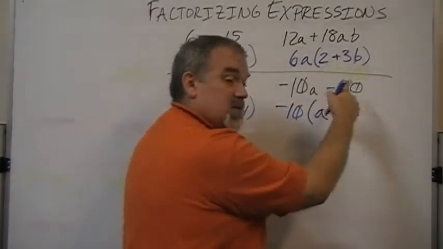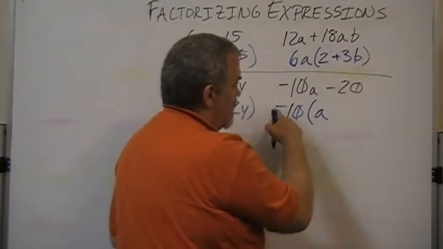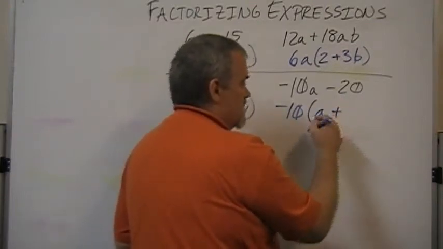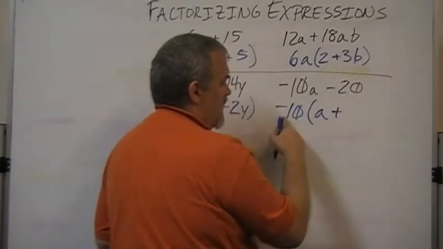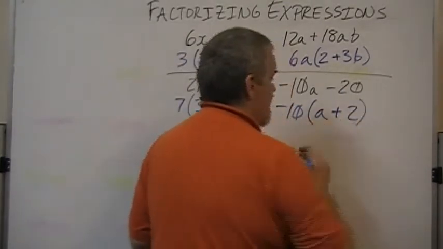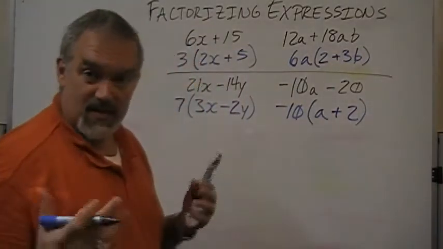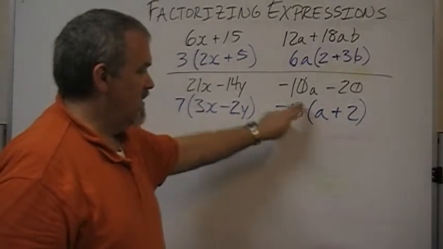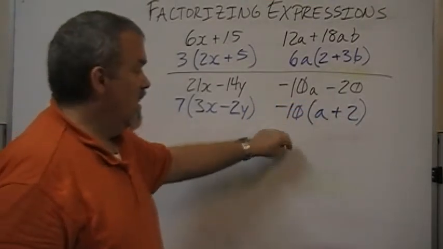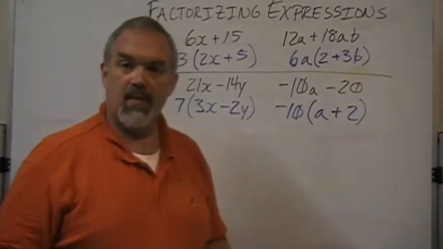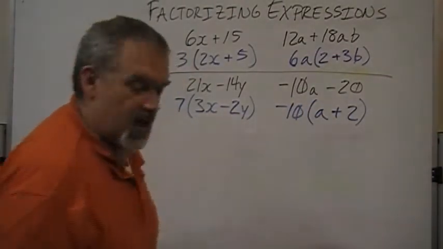Now, remember the minus goes with the number after it, so when I divide out this minus, then I'm left with a plus, and I have negative 20 divided by negative 10 is positive 2. Again, if we want to expand this, and we will do this one, just to check, minus 10 times a, minus 10a, minus 10 times 2, minus 20. And we've done well. One more example.